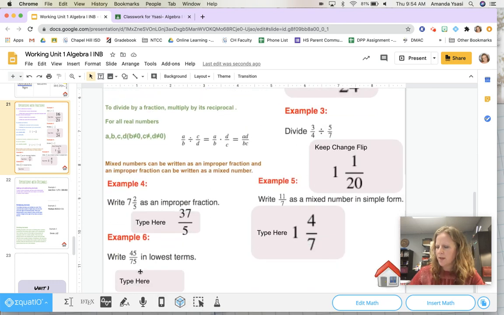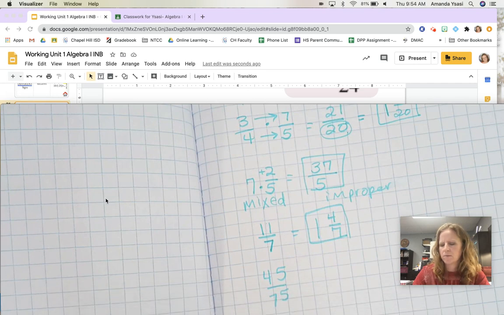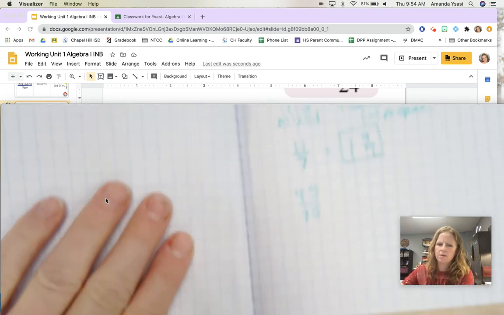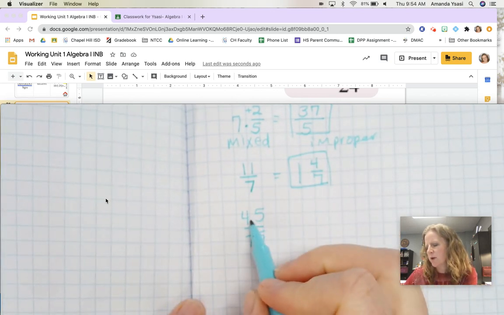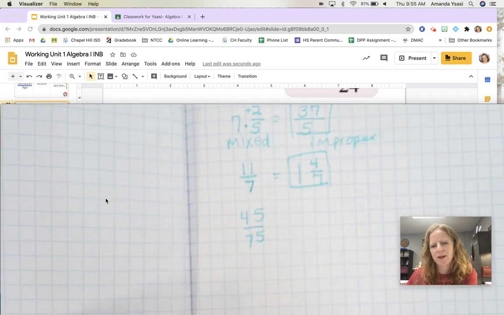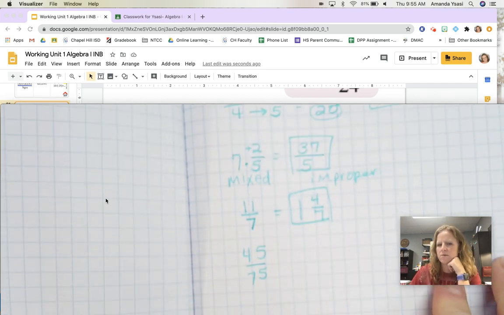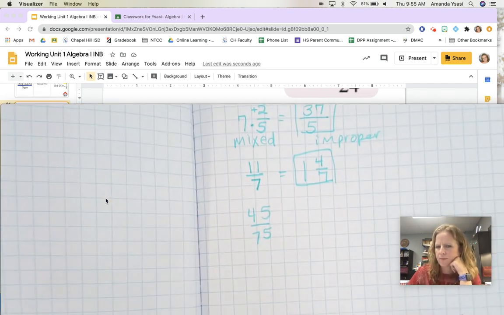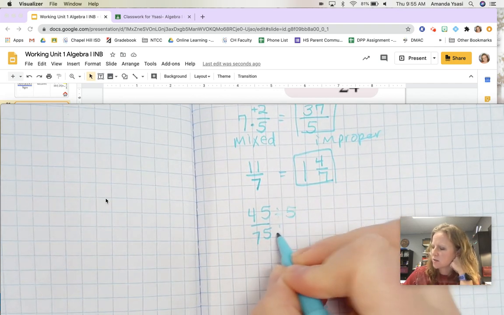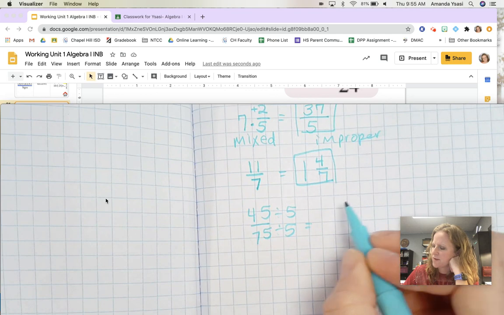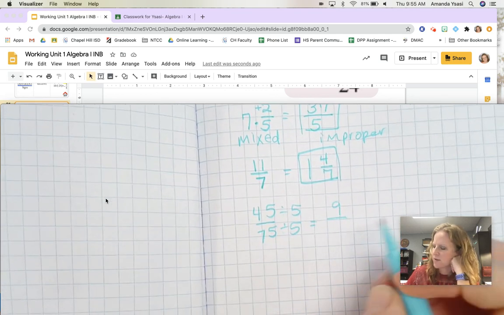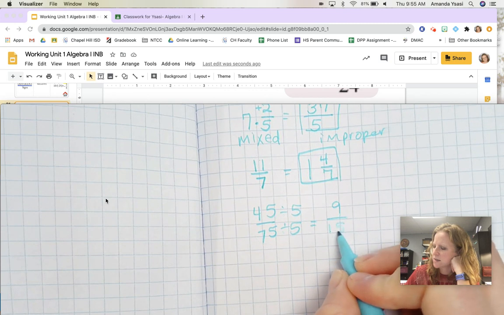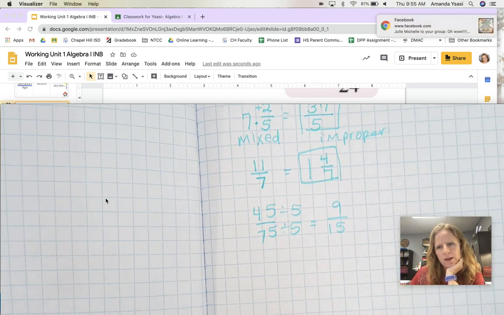Last fraction problem is 45 over 75. We need to write it in the lowest terms. So let's see. What can we reduce this by? What will go into both 45 and 75? Let's say 5 first. So 45 divided by 5 is 9. 75 divided by 5 is 15. And then we are going to simplify this.